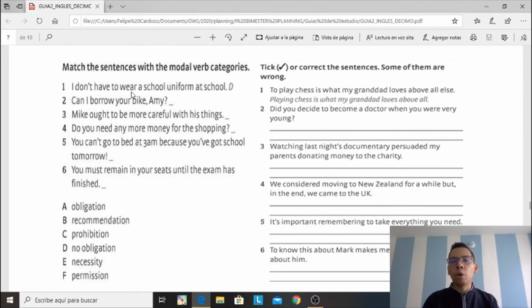I don't have to wear a school uniform at school. No tengo que utilizar un uniforme escolar en la escuela. Nos dicen que es la opción de no obligation.